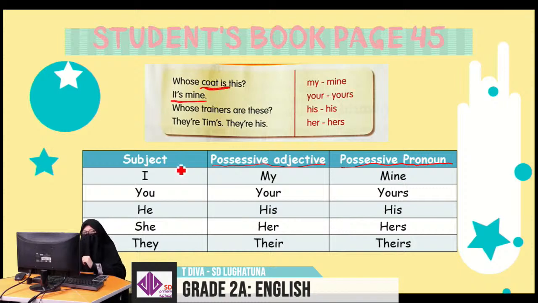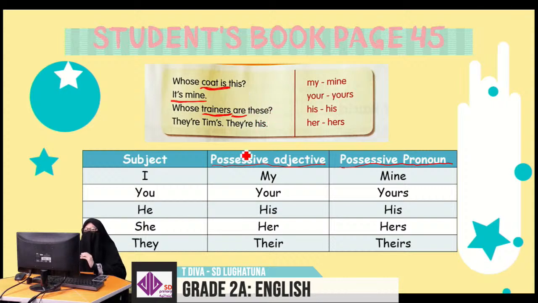And then let's check another example. For this one, whose trainers are these? Milik siapa sepatu olahraga ini? Okay, perhatikan this one, trainers. Trainers means jamak, plural, lebih dari satu. Okay, bendanya lebih dari satu. Karena sepatu itu ada sepasang, bukan cuman satu saja ya, dia ada sepasang trainers. Whose trainers are these? Dia maksudnya plural, jadi menggunakan are. Whose trainers are these? Okay, menggunakan these, not this.